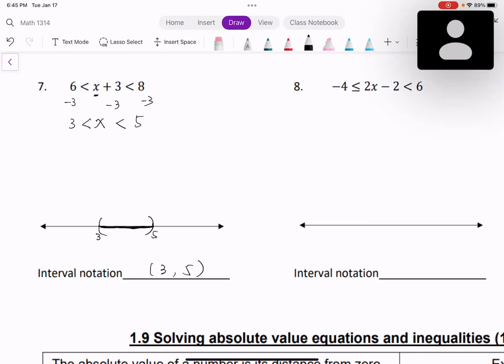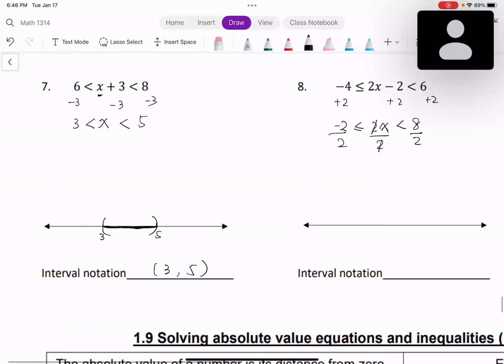Okay, let's see the next example. Solving for the x. We need to isolate the x. We can add 2 here, add 2 here, add 2 here. We have -2 less than or equal to 2x, less than, this is 8. Then we divide 2x by 2, all of them divided by 2. Divided by 2, divided by 2, because 2 is positive. The sign doesn't reverse. So we continue to simplify the expression.